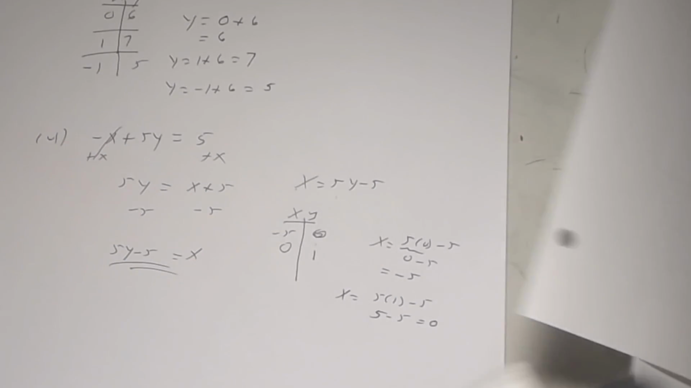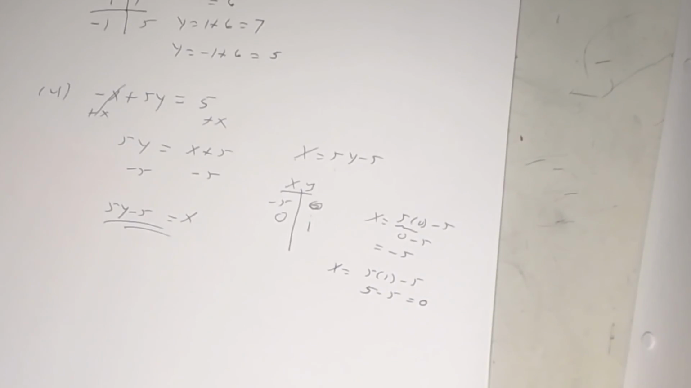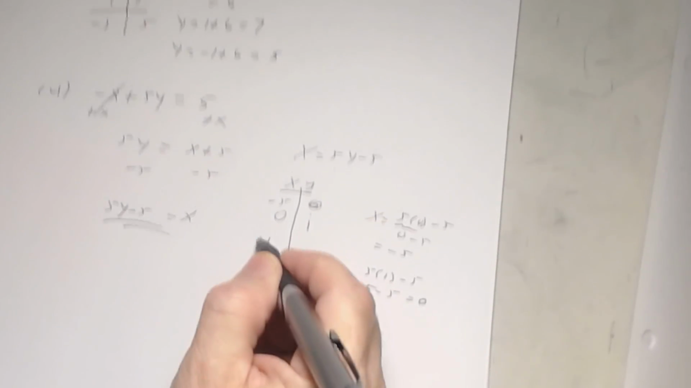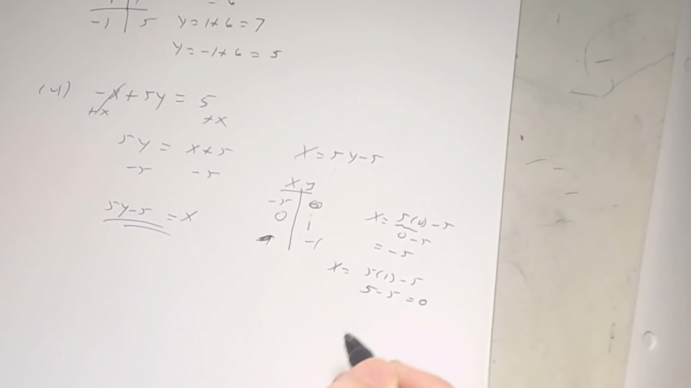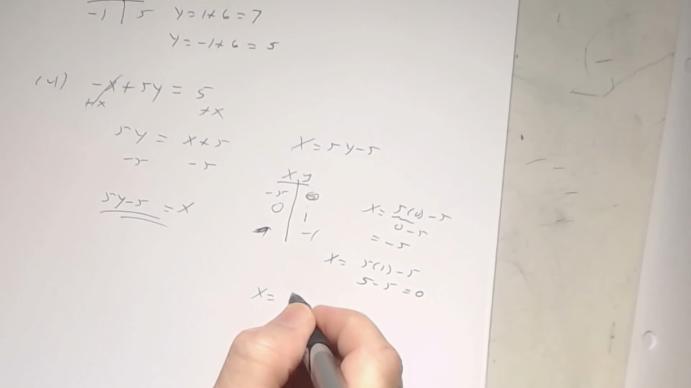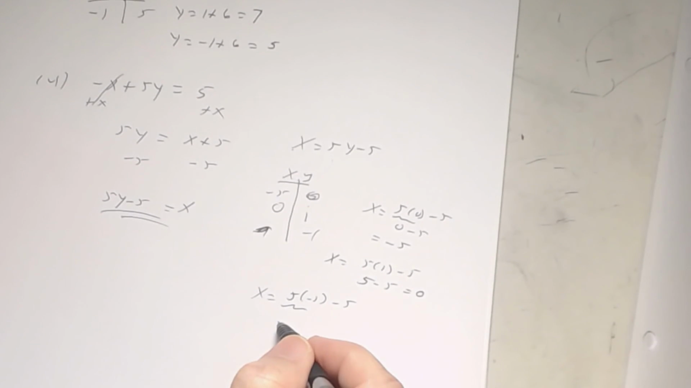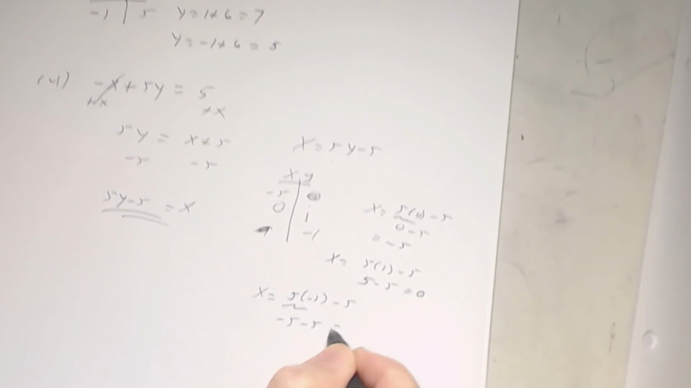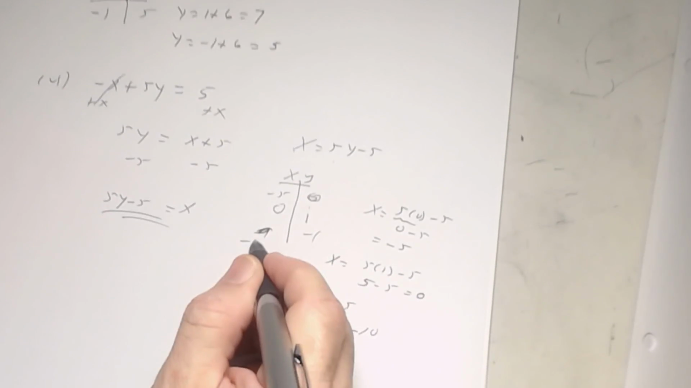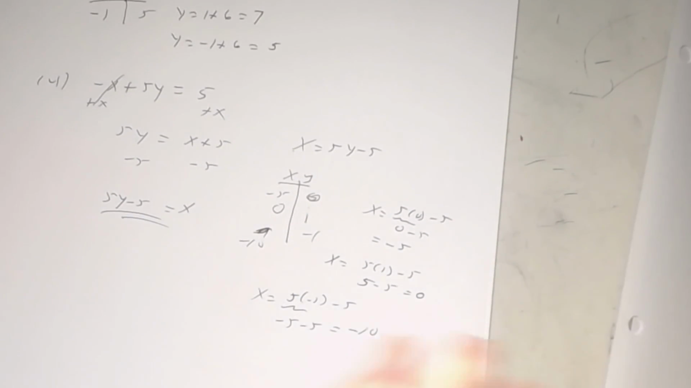Negative 1. You only had one integer left to choose from. Okay, I'll put it in the wrong place. Okay, Y is negative 1. I have X equal 5 times negative 1 minus 5. What's 5 times negative 1? What's the negative 5 and negative 5? Okay, it'll fit. So negative 10, negative 1.